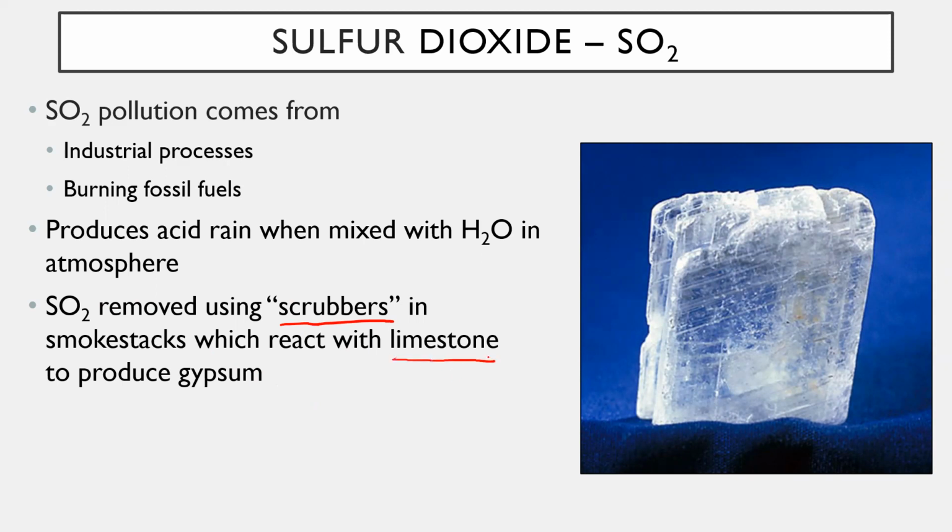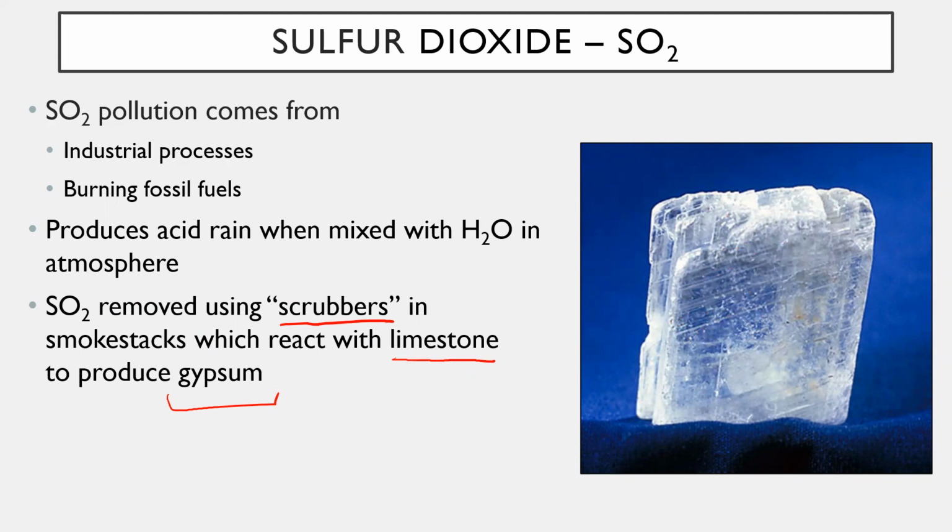So limestone is part of what makes up the scrubbers, and it produces a chemical called gypsum. Or I shouldn't say a chemical, it's more a mineral, I believe is what it technically would be. Gypsum is this clear, almost stone-looking stuff right here on the side. It has a bunch of various uses. I know sometimes people use it as a type of fertilizer. I know you can add it to your garden.